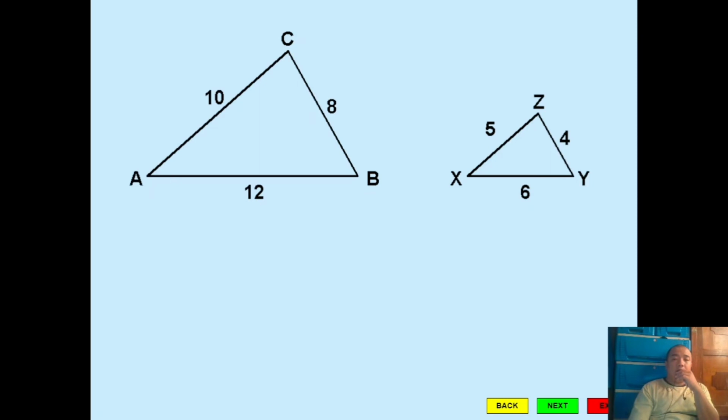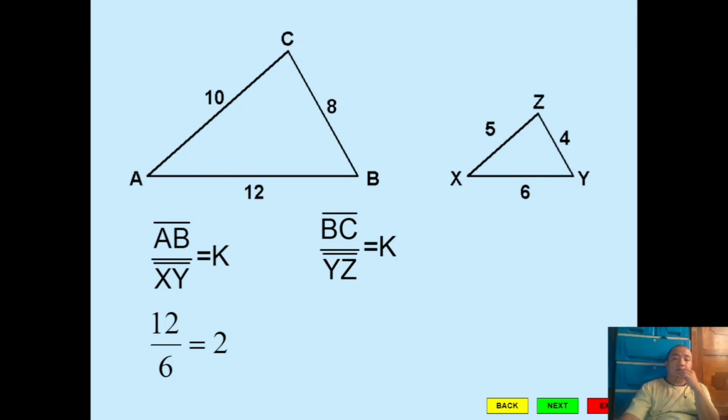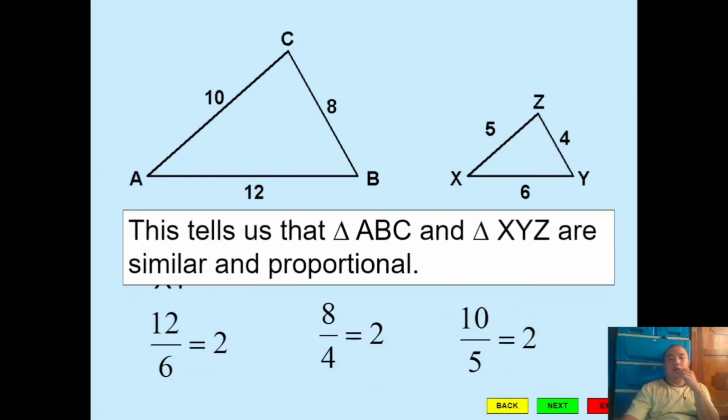So we have triangle ABC and triangle XYZ. What's the scale factor between the larger triangle and the smaller triangle? It is 2. What is the scale factor between the smaller triangle and the bigger triangle? That is 1/2. AB over XY is equal to K, so the scale factor is 2. BC over YZ equals K, scale factor is 2. AC over XZ equals K, which is also 2. So this tells us that triangle ABC and triangle XYZ are similar.